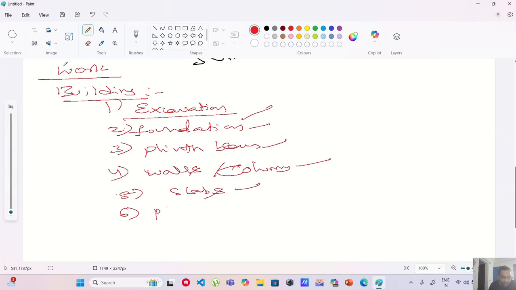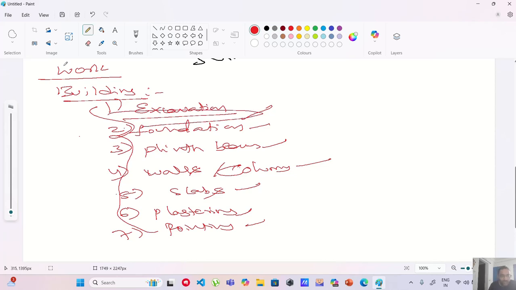Plastering is also one of the works, and pointing. These are some different works also there. So these are the different categories of the works. For each work, we are going to calculate the rate analysis.